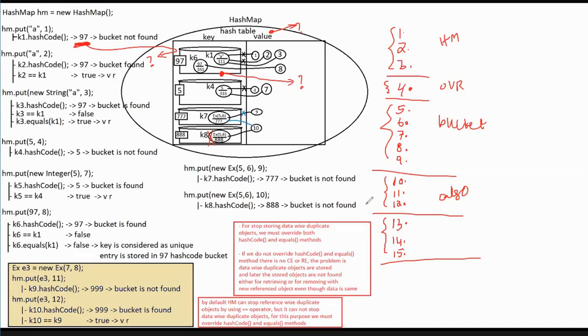Next, 16th question: what is the contract between hashCode and equals method? Because hashCode and equals methods are working together, there should be a contract. 17th question: what is the correct design? What is the correct design to implement the hashCode and equals method?